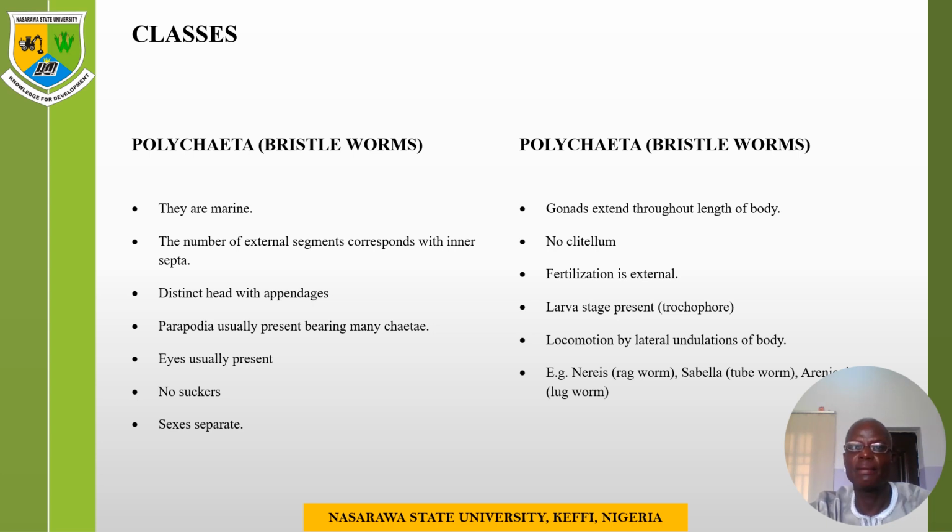The gonads extend throughout the length of the body. That is, along the whole length of the body, you find the gonads. They have no clitellum, and fertilization is external. They have a larval stage, and the larval stage is referred to as trochophore. Locomotion is by bilateral undulations of the body, and examples include Nereis, Sabella, and Arenicola, that is the lugworm.